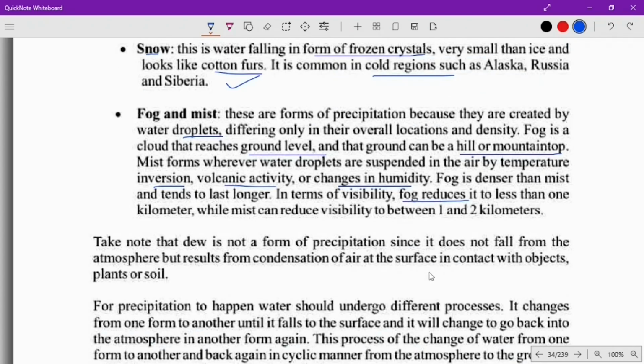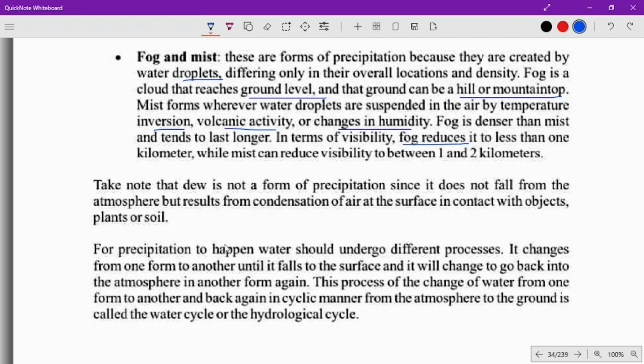Dew is not a form of precipitation since it does not fall from the atmosphere but results from condensation of air at surface or at ground level when it comes in contact with objects, plants, or soil. So for precipitation to happen, water should undergo different processes.